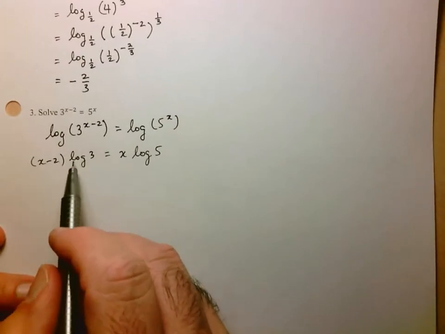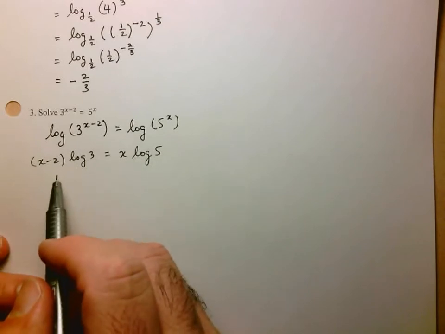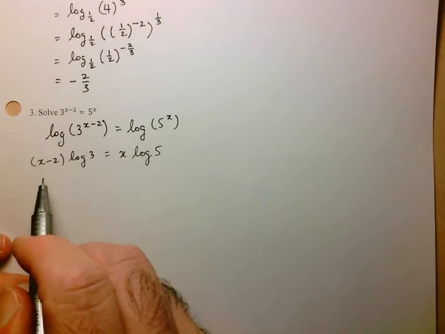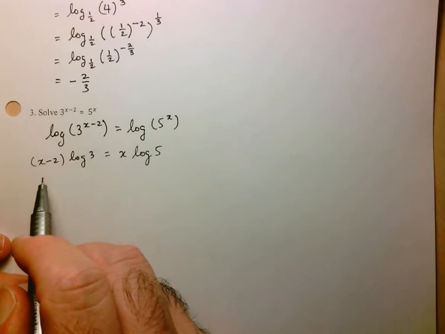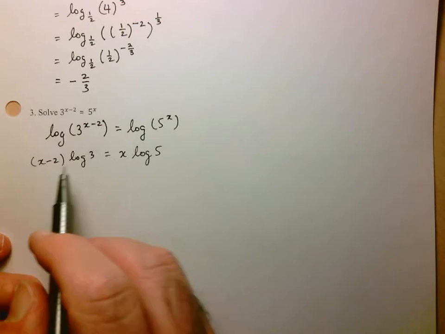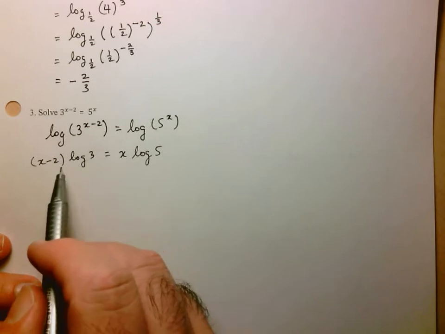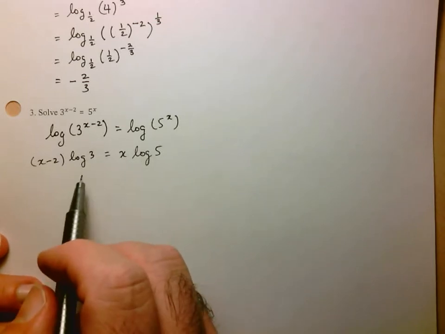It does have these odd coefficients, but in the end, it's just a linear equation. So how do we deal with these? Well, we simplify both sides, bring all the x's to one side, numbers to the other, and then solve.